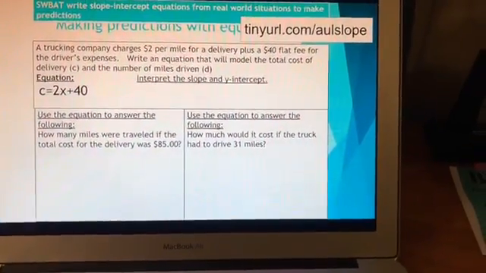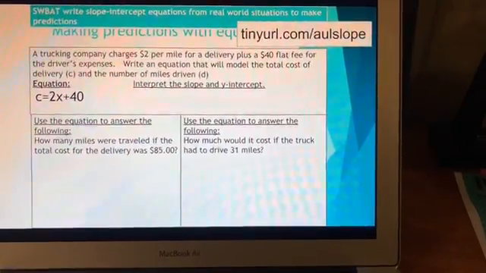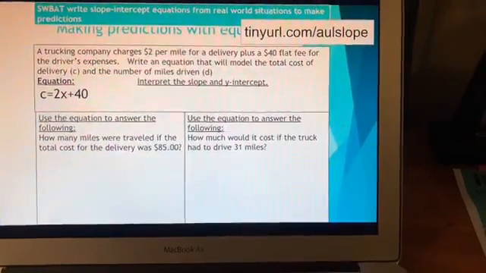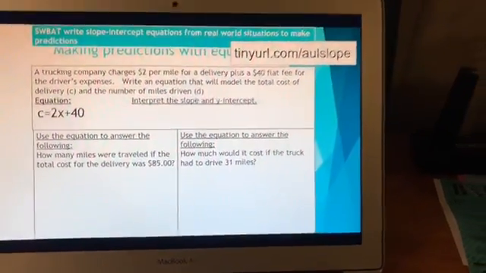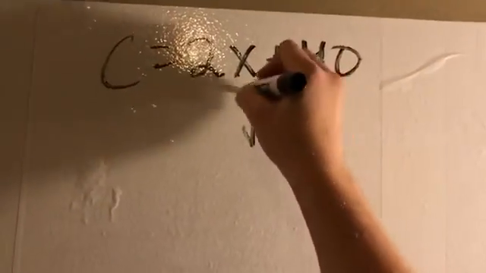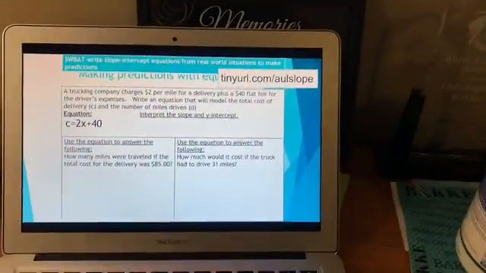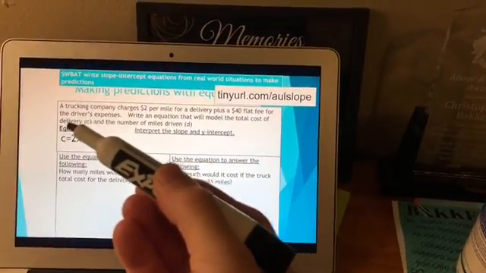One more example. A trucking company charges $2 per mile for delivery, plus a $40 flat fee for the driver's expenses. Write an equation that will model the total cost of delivery and the number of miles. So we have C equals 2x plus 40. Oops. So before we do anything, we have to label our variables. So I go back over here and it says the total cost of the delivery, C. So I know C is the cost of the delivery.